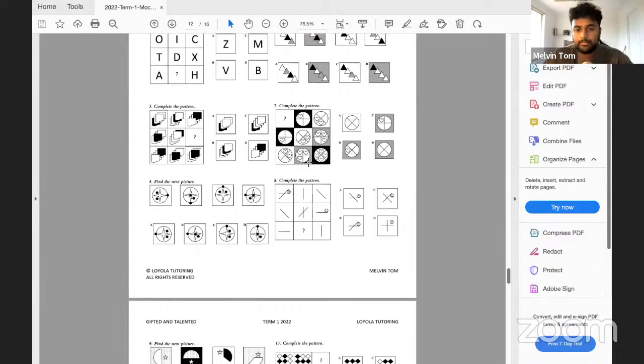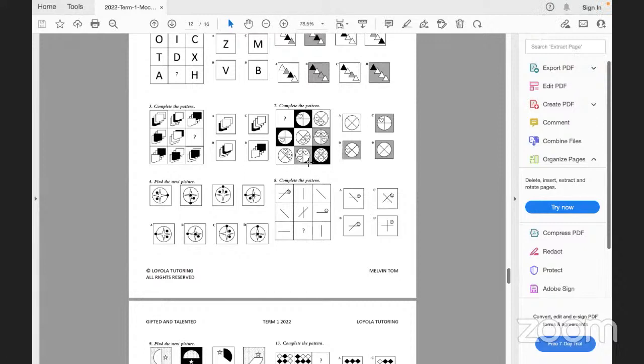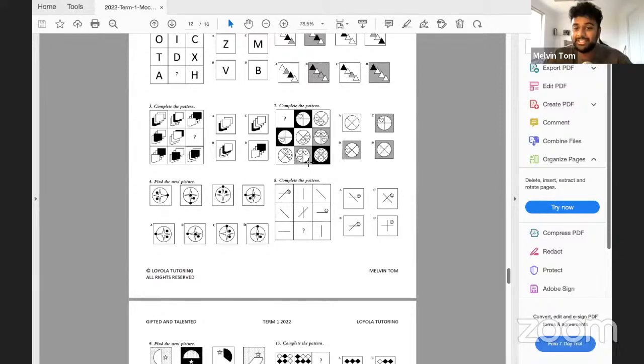Melvin? Yep. Will it happen again? No. Kanchi, no. I was very clear, Kanchi, several times today already. If you have questions, send it in the chat. Sorry. It's okay.